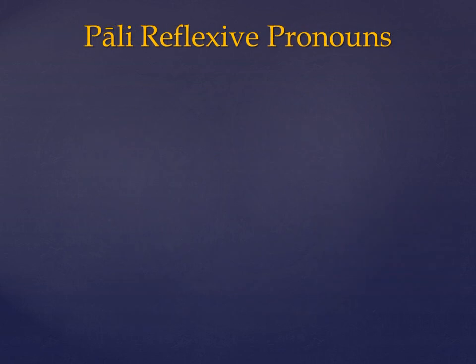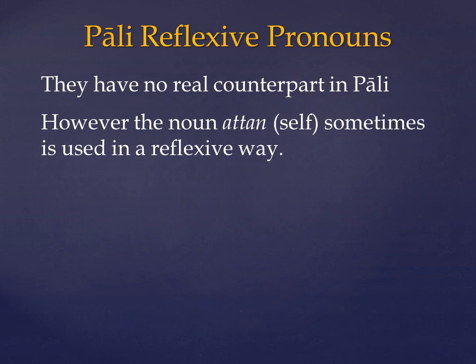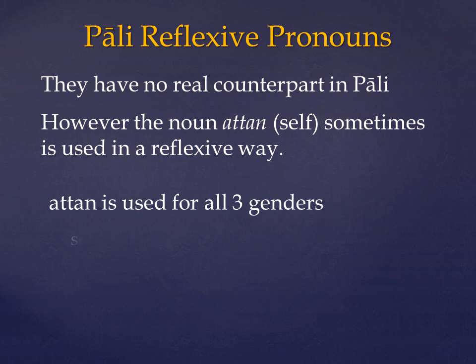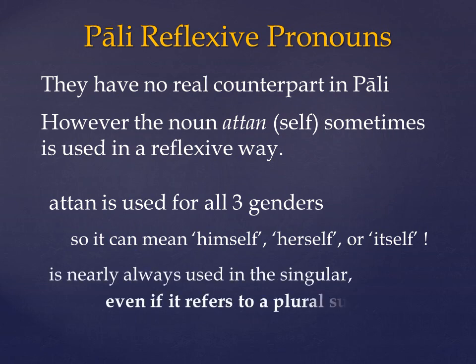Now in the Pali language, the situation is quite different. There's no such thing as a reflexive pronoun. However, the noun atta, meaning self, is sometimes used in a reflexive way. The noun itself is masculine, but it can be used to reflect all three genders. So it can be used to mean himself, herself, or itself. And it's nearly always used in the singular, even when the subject is plural.